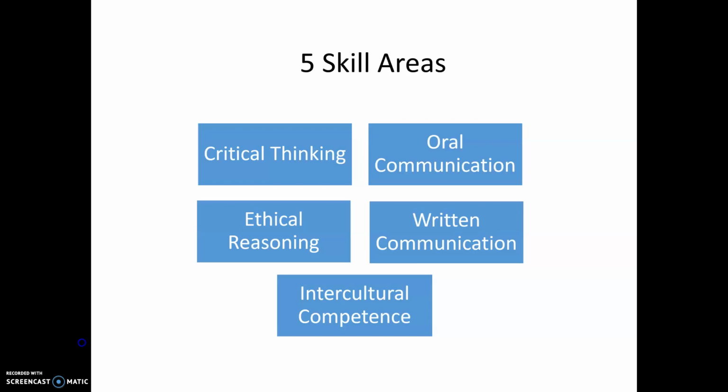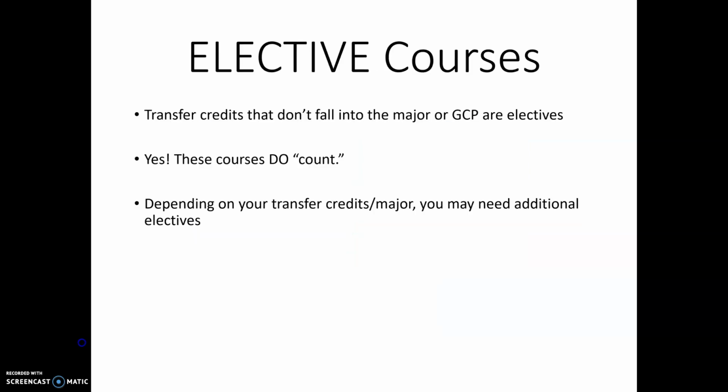So all of the courses that you'll bring in transfer will fall under either a knowledge or a skill area, with some exceptions falling into both categories. The third group of coursework that your transfer credits may fall into would be electives. Basically, transfer credits that do not fall into your major or your global citizenship program requirements transfer in as electives. And students ask us all the time if they count towards graduation, and yes, they do.